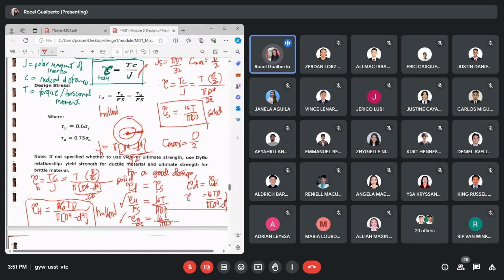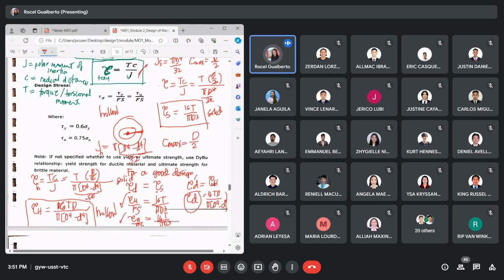Equal to your tau D. Again, yung tau D mo, pwedeng tau U over factor of safety, pwedeng tau Y over factor of safety, depende sa basis ng design. Ang tanong lang ngayon ay, saan ko ma'am kukunin yung factor of safety? The same lang din po sa table 1.1. Doon pa rin po. Same conditions are to be applied po para po makuha mo yung factor of safety.